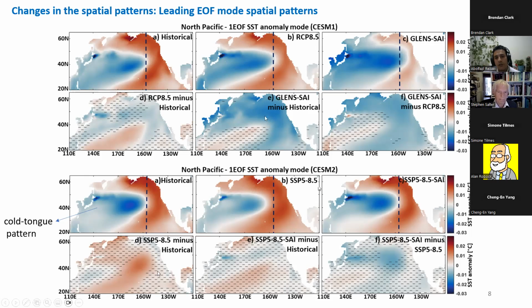But the results from CIS1 are not as clear as those we observed from CIS2. Here please take a look at the differences between the scenarios, the bottom row here. For example, if you take a look at Fig D here, which shows the difference between the global warming and historical, we can see that the middle portion of the ocean tends to be warmer due to the global warming, and PSI effectively suppresses these changes.